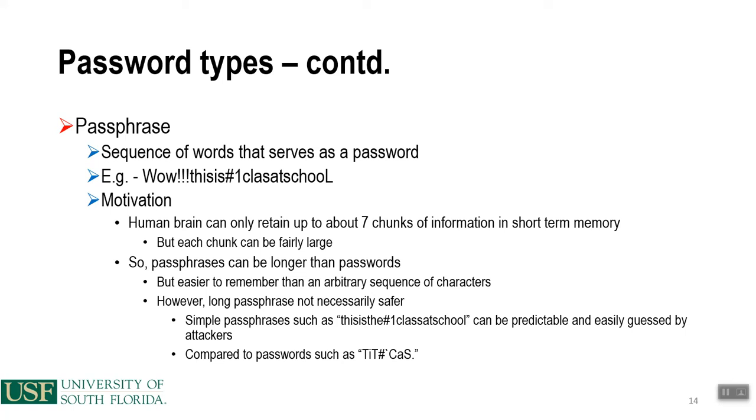The reason for that is because they can be easily predictable and easily guessed. So if you have a password that's TIT, this class is the number one class at school that's measured in this way, that's not as easily predictable as, say, this one right here, as this password up here.